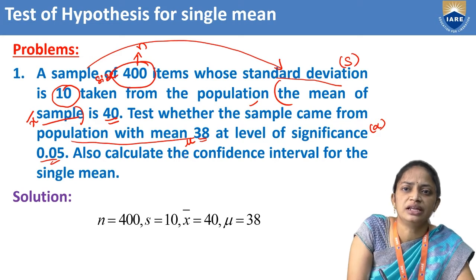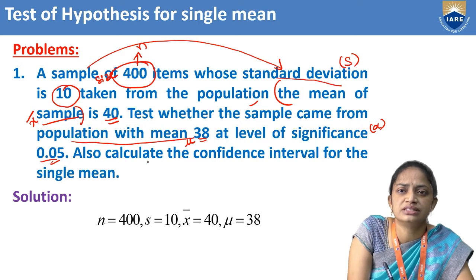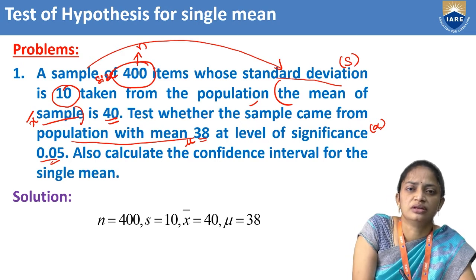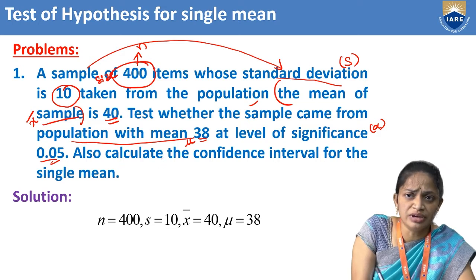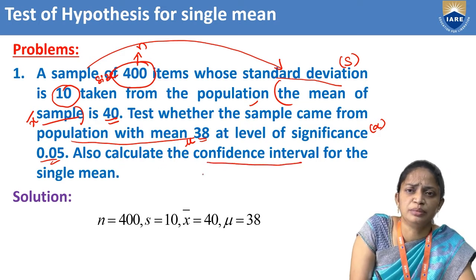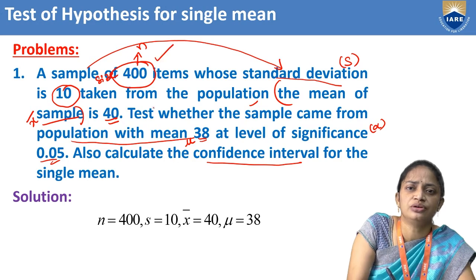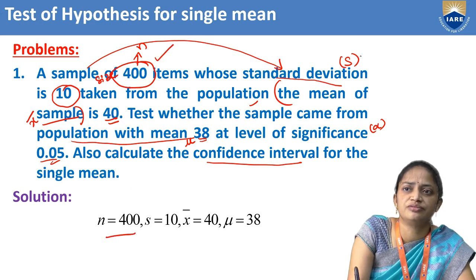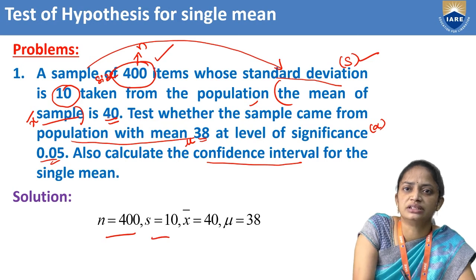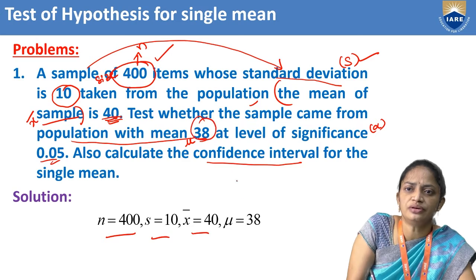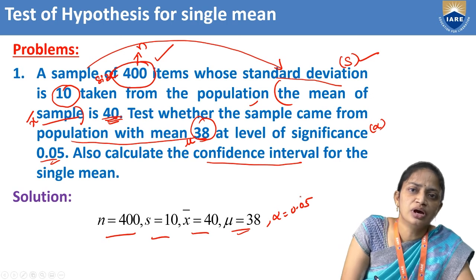Also, calculate the confidence interval for the single mean. Before starting this problem, first of all we need to write all the values. So n equals 400, s equals 10, x bar is 40, mu equals 38, and alpha equals 0.05.